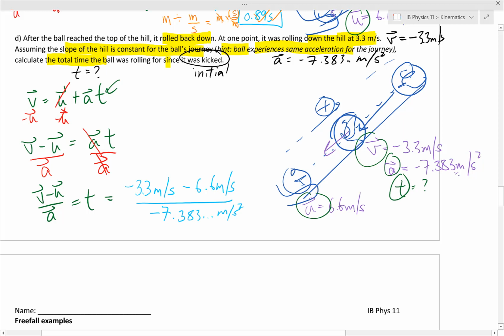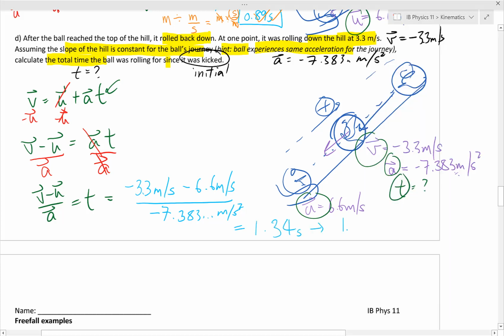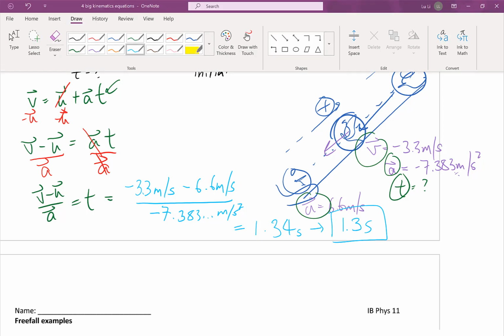Now, if I did not use the correct direction for final velocity, I would have had a positive number subtracting a negative number, and my whole answer would have been completely different. That's why you have to be very careful. This will be very important when we deal with free fall, when things are up in the air and gravity is affecting the motion. Calculating everything, we get 1.34, which we will round to 1.3 seconds.